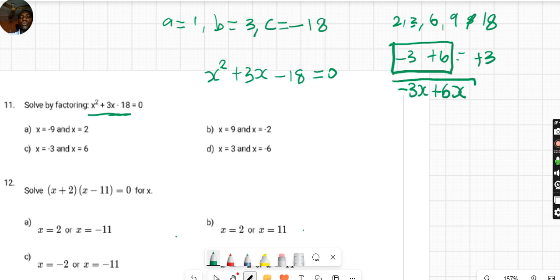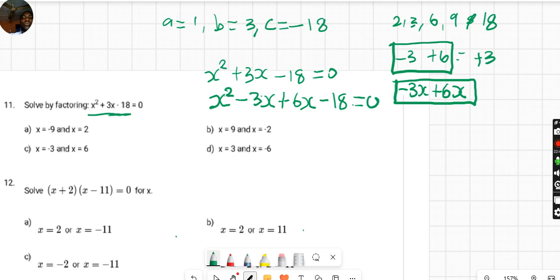Okay, we're going to substitute them in terms of x. So look at this 3x here. We're going to remove it and bring these two expressions, these two factors. Remember, minus 3 plus 6 is going to give you the plus 3. So we want to remove this plus 3x now. So what we have now is x squared minus 3x plus 6x minus 18 is equal to 0.